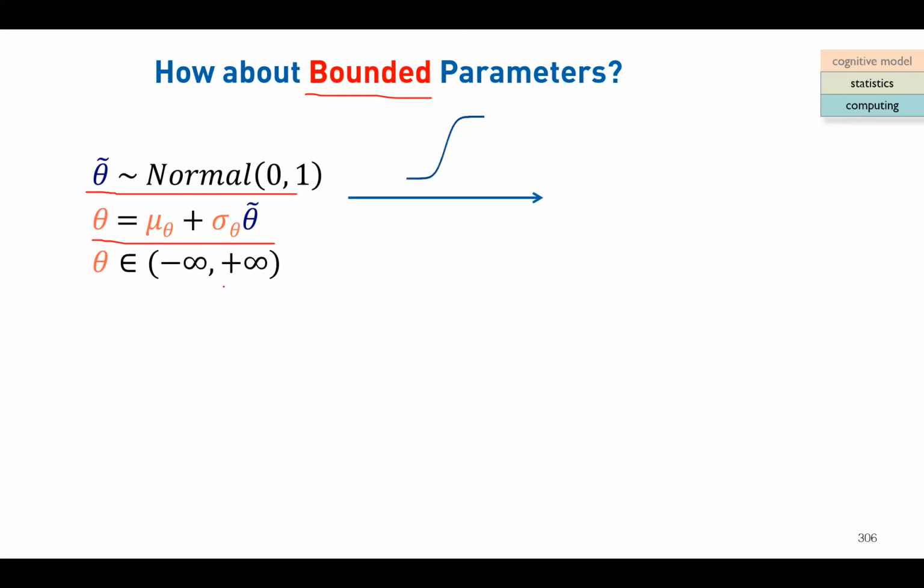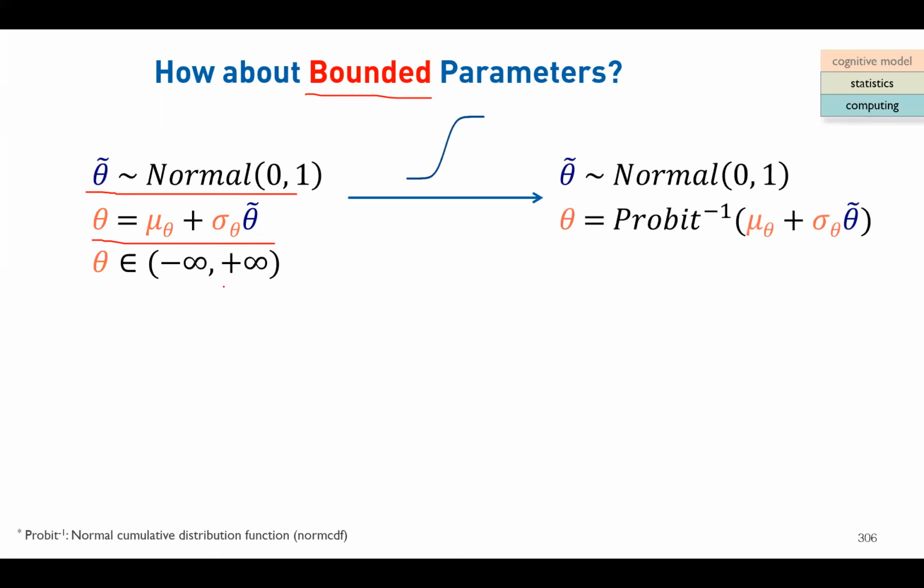Occasionally, we want to have bounded parameters. Well, not actually occasionally. Oftentimes, we want to have bounded parameters, 0 to 1, 0 to 5, -1 to 0, something like that. So how to do that? We apply a softmax function on top of the normal. So what is the softmax function?